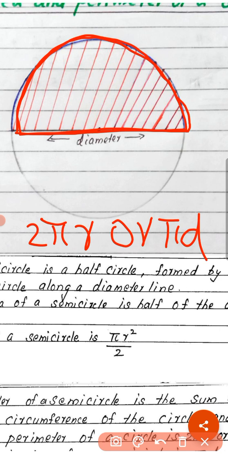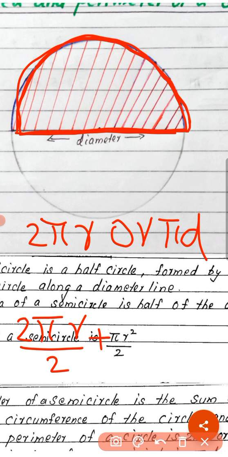So, perimeter of a semicircle is half of the circumference plus diameter. That is 2 pi r by 2 plus diameter. We can cancel these two. So, pi r plus 2r. 2r is diameter. Pi r plus 2r.